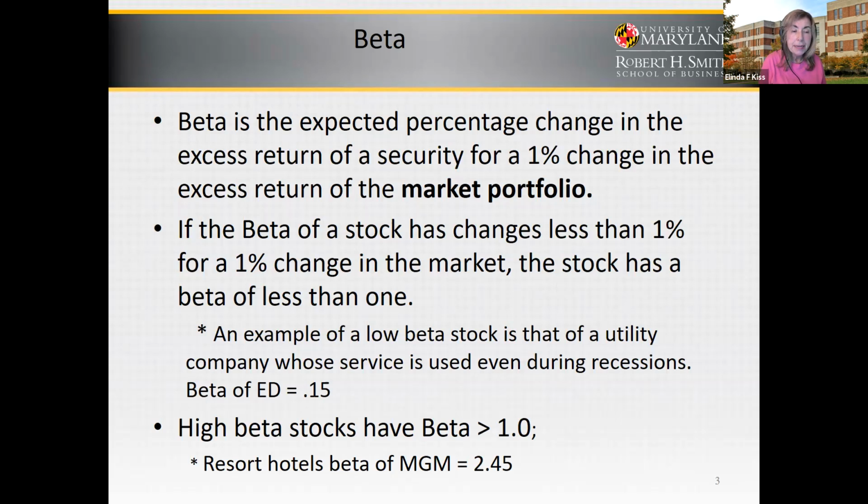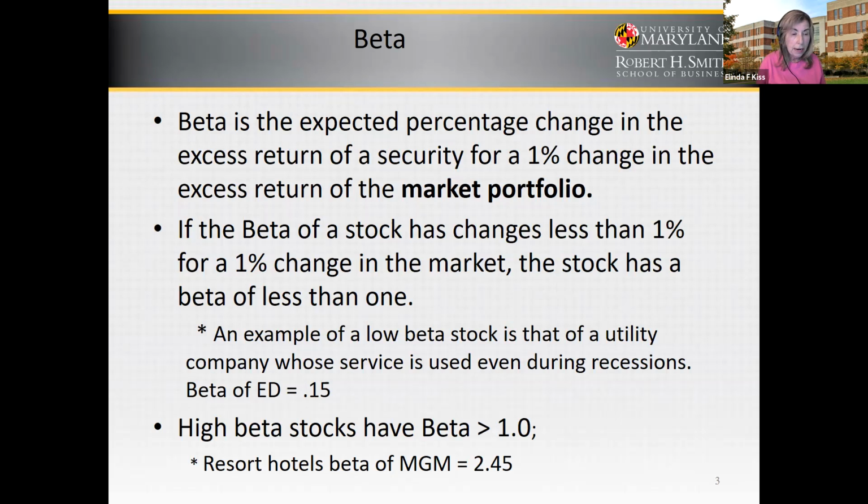Some companies are less sensitive to what the overall market is doing. In general, utilities have low betas. Even in a recession, you will still turn on some lights. Beta of Consolidated Edison, symbol ED, for example, equals 0.15. On the other hand, betas of resort hotels tend to be high. In a recession, people spend less on travel. Beta of MGM is 2.45.